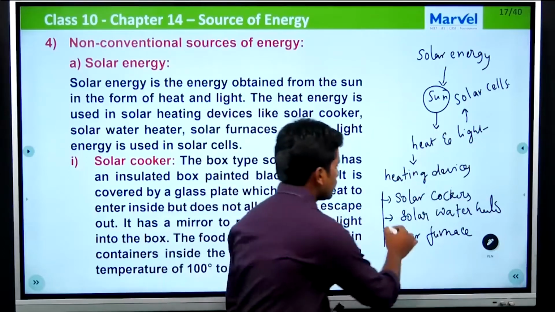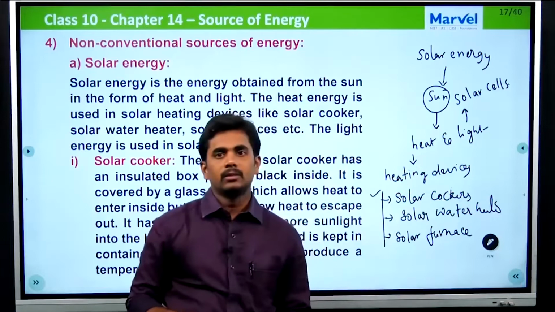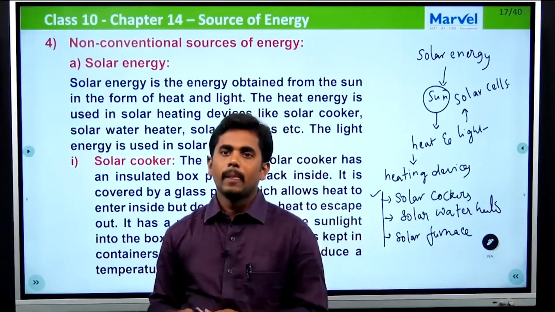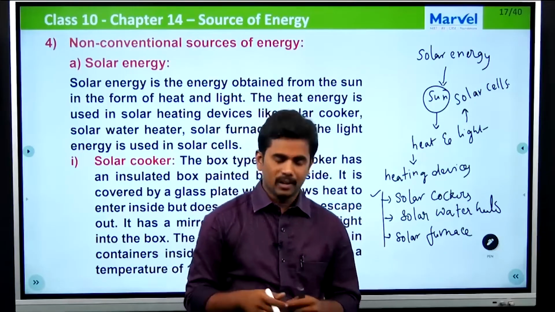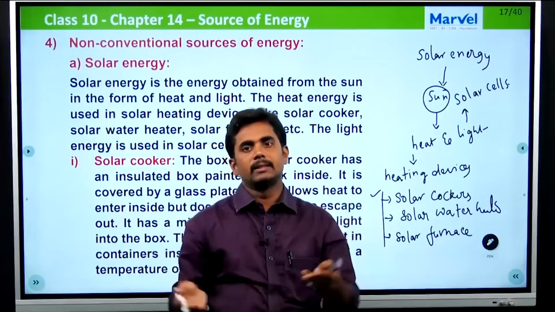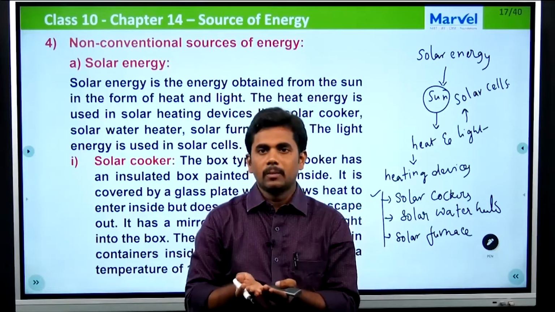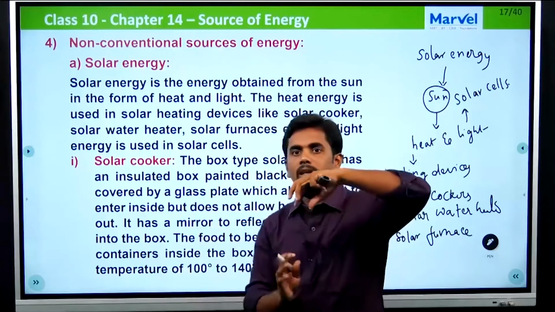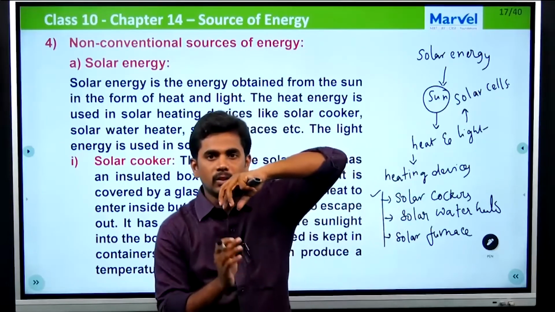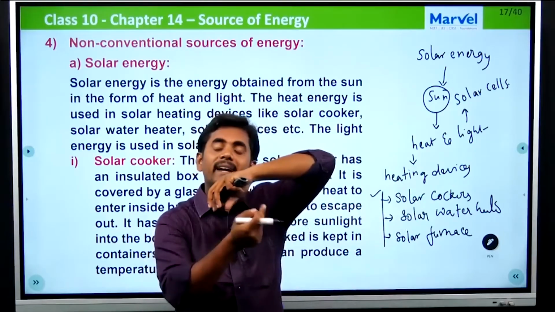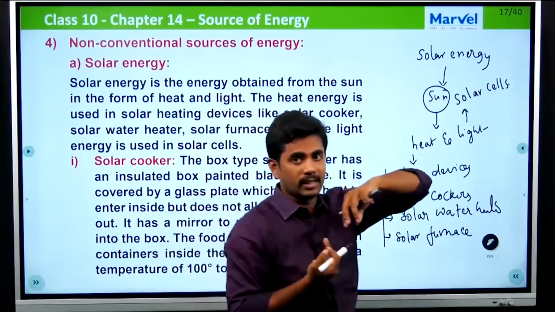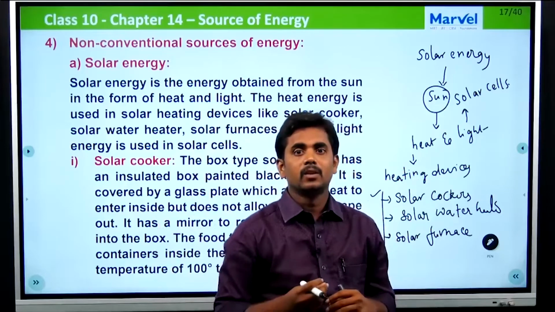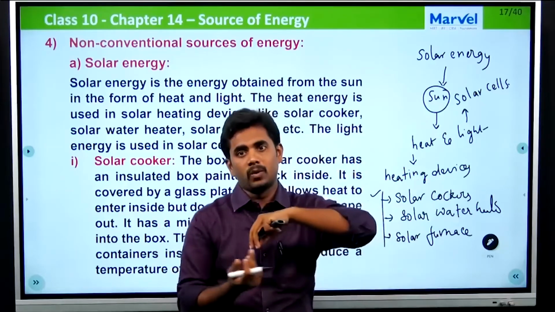First let us discuss the solar cooker. How does a solar cooker work? Basically a solar cooker looks like a box type material, a box type solar cooker. That solar cooker is an insulated box painted black inside. Why black color particularly? Because black will absorb more heat energy.